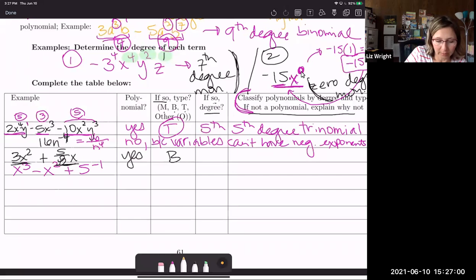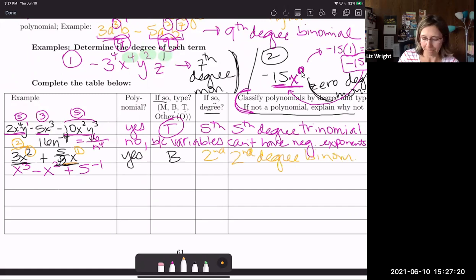If so, what's the degree? What's the degree of our first term? It's 2. What about the second one? It's 1. Which one's the higher one? Obviously 2. So it's going to be a second degree binomial.